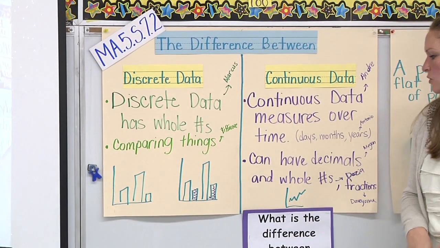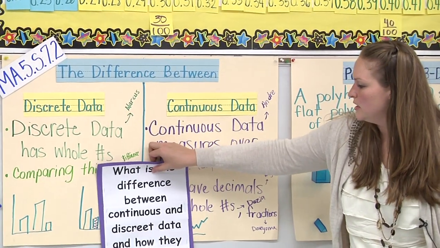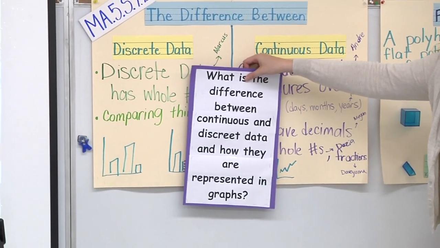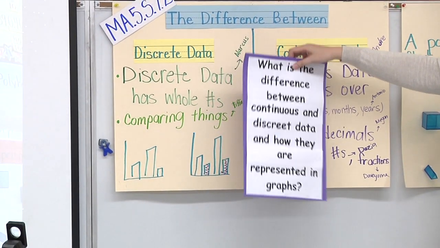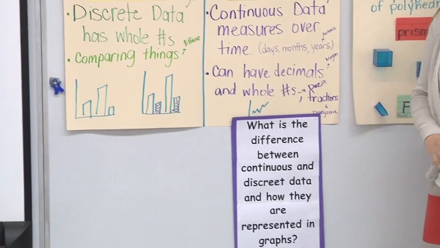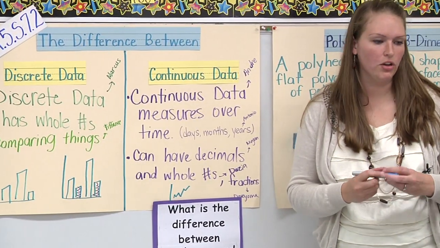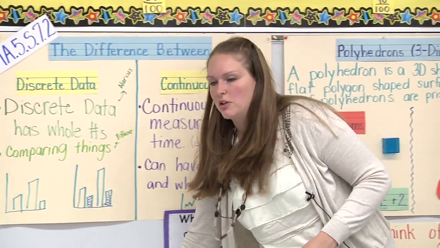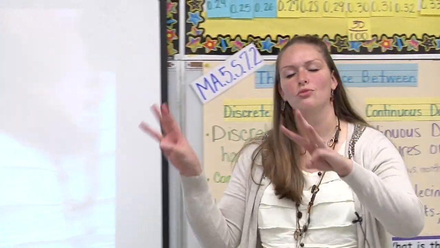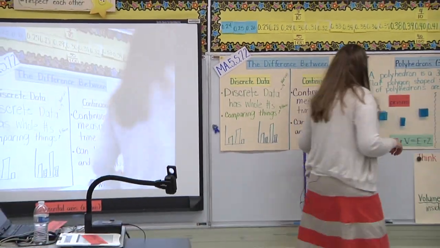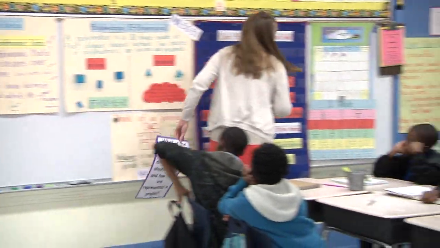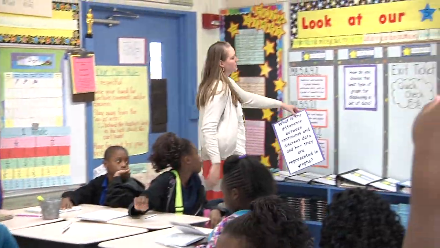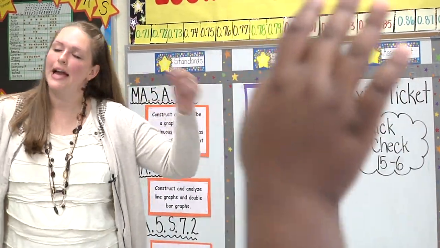Did we answer our essential question that was, what is the difference between continuous and discrete data and how they're represented in graphs? Do we think we answered it? Yes. Do we feel good about it? Yes. Awesome. What we're going to do, guys, now is we're going to take our exit ticket. It's only three questions, and it's going to answer our other essential question, which has to do with how do you choose the best type of graph? Okay? That's what your exit ticket is on.